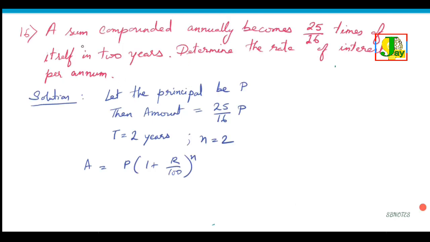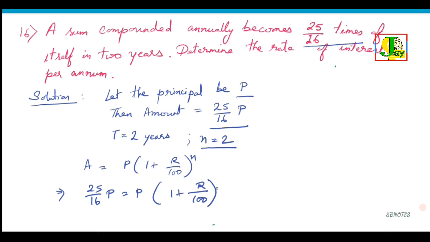Now in this question a sum is compounded annually, so it becomes 25 by 16 times. Let us take the principal as p, so the amount becomes 25 by 16 times the sum, that is the principal. Time is given as 2 years compounded annually, so the conversion periods n equals 2. Let us put the values in the formula. 25 by 16 p equals p into 1 plus r by 100, whole power n, which is 2.